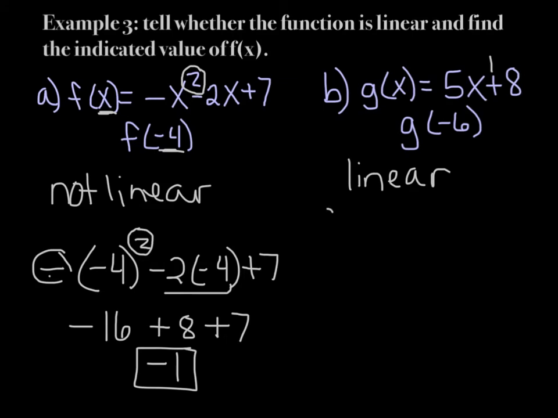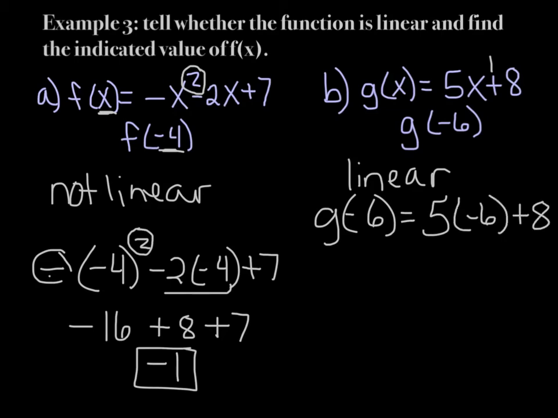And then g of negative 6 means you replace the x with a negative 6. 5 times negative 6 is negative 30, plus 8 gives you negative 22.